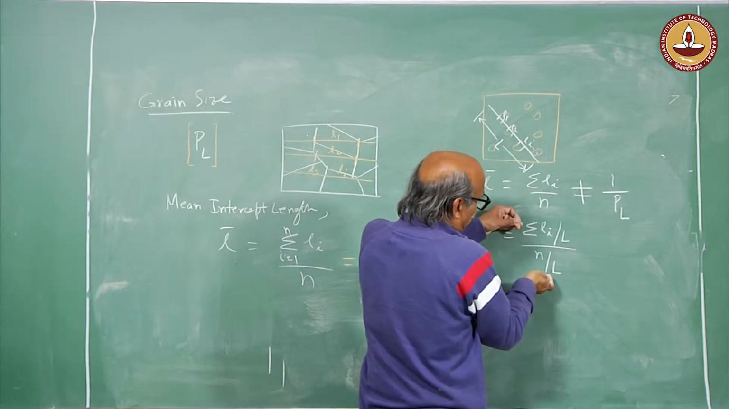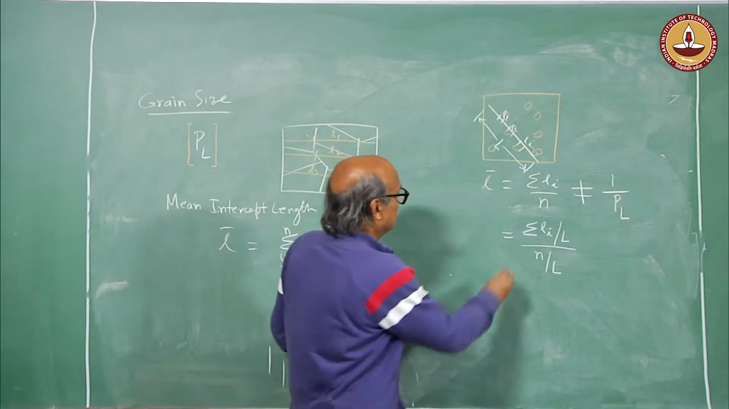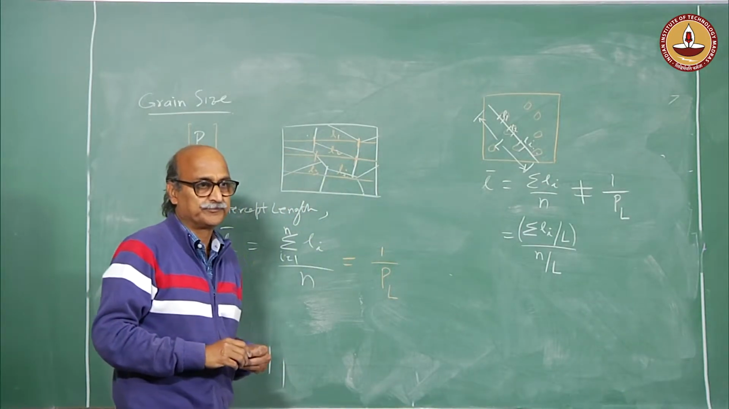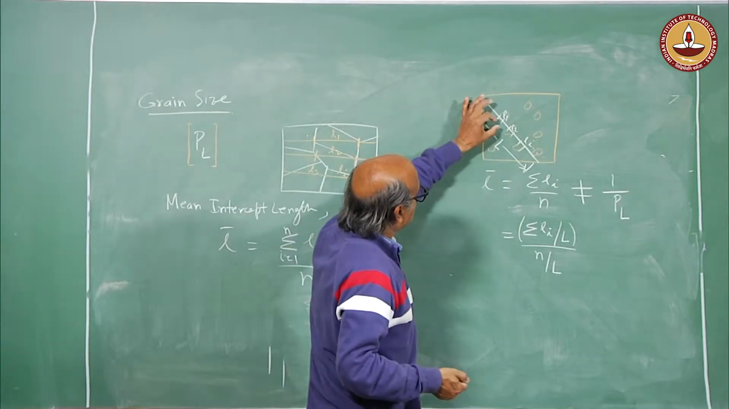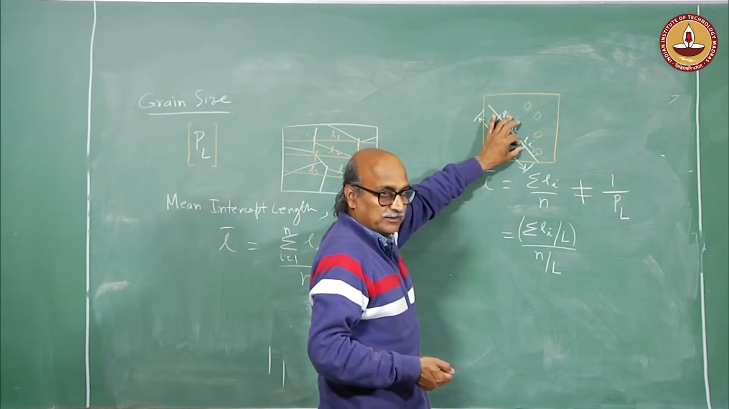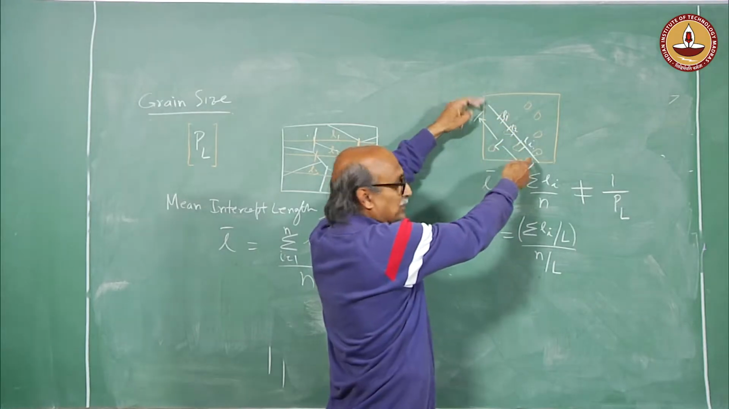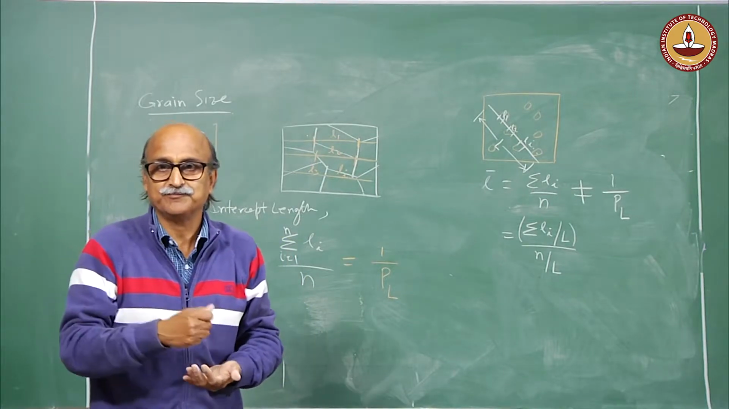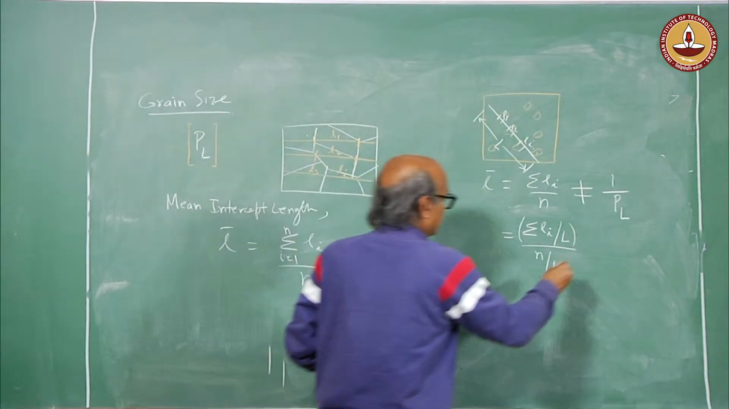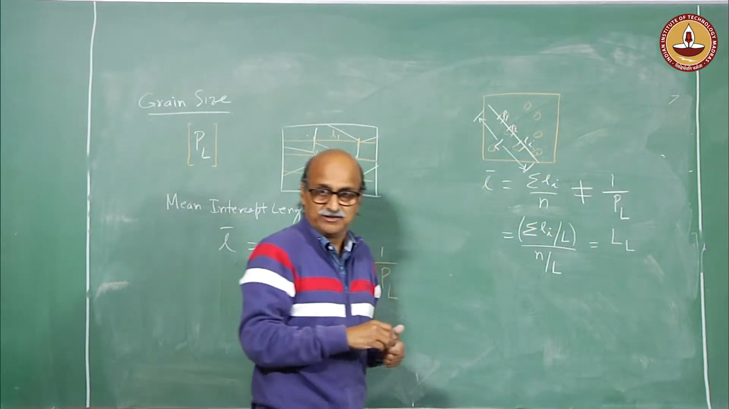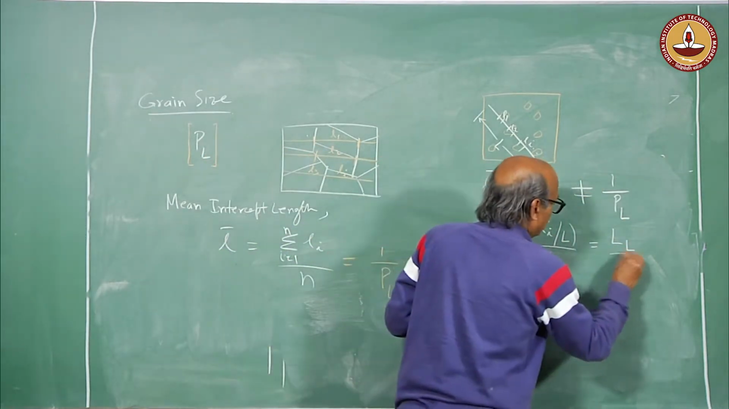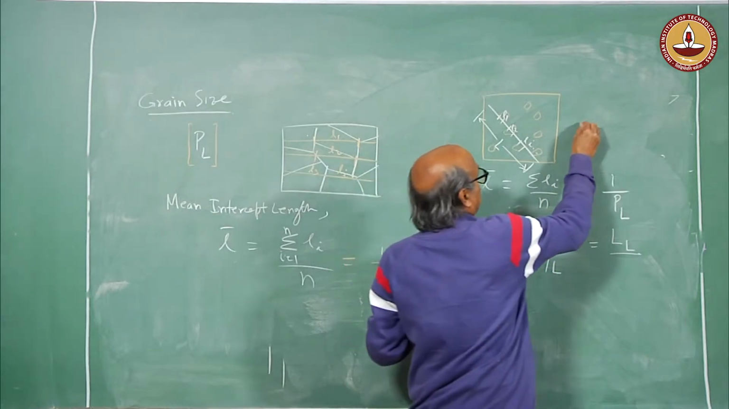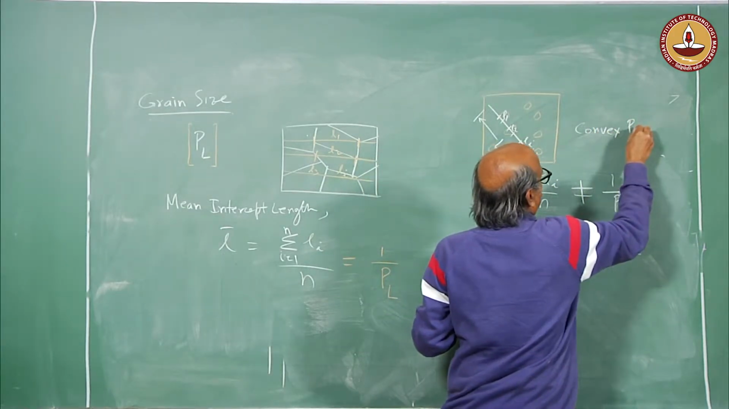Now, let us look at these two quantities separately. What is this quantity in the numerator? The lengths intercepted within the particle, the sum total of those divided by the total length of the line that I have superimposed. That is called the length fraction. So, let us write this, that is the linear fraction. What is n upon L? We are going to assume here that these are all convex particles.